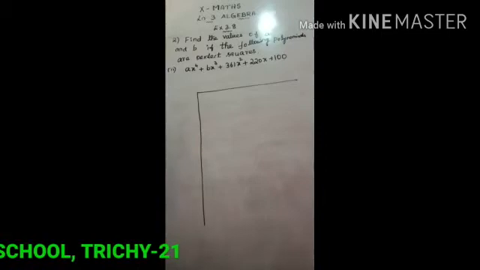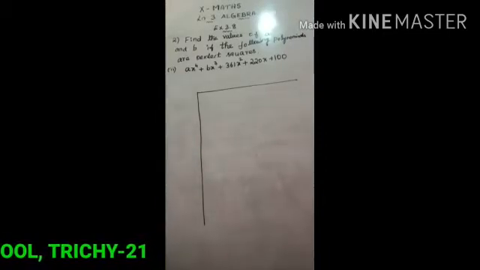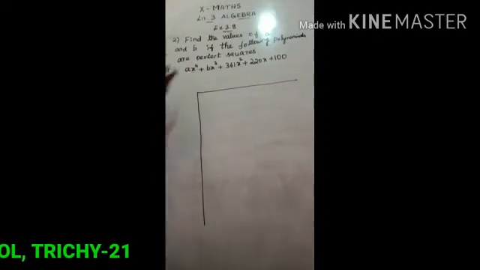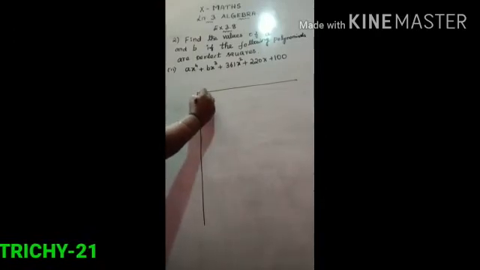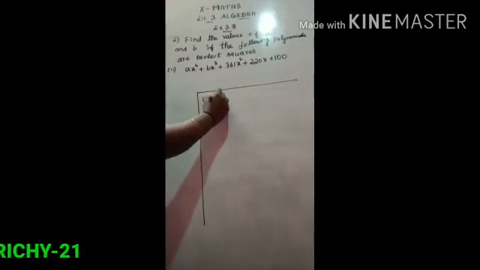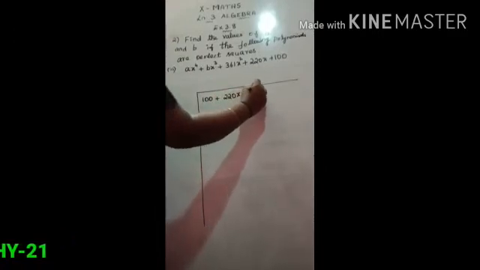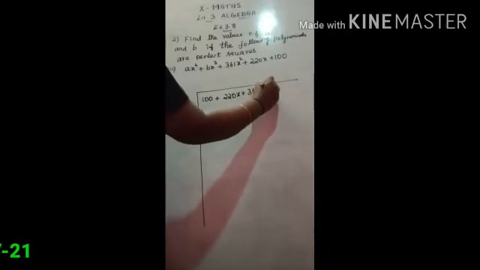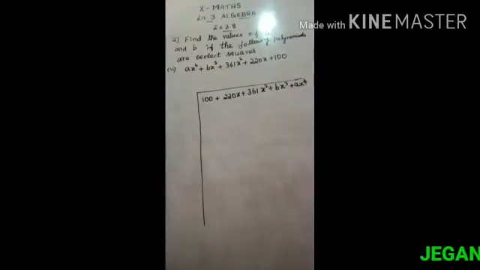In this sum, we write in ascending order because the variable is in the first expression. So we change the expression into ascending order. The first one is 100, plus the next expression is 220x. The third term is 361x square. The fourth one is bx cube. We write in the last one ax power 4. This is the sum. So find the square root of this number.